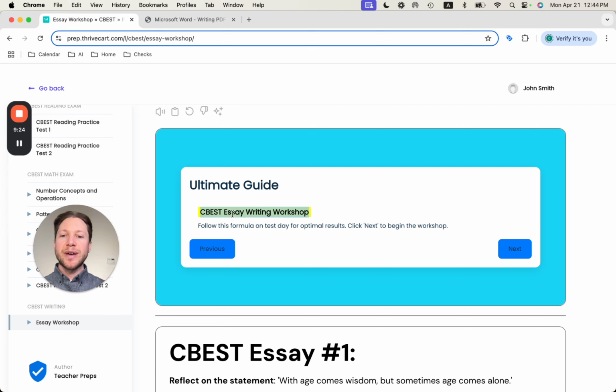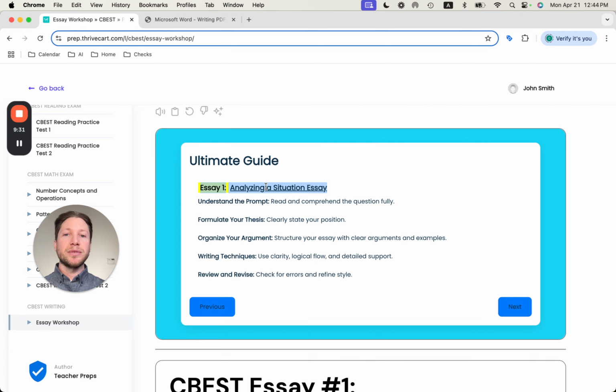So we have this CBEST essay writing workshop, and what I want to do is give you the formula for a passing score. So let's click next, and this slide is all about essay number 1. Remember, you'll have a total of 2 different essays, and so if you're watching this, you might want to take a screenshot here or take your notes and write this down. Now remember that essay 1 is all about asking you whether you agree or disagree based upon a text passage or some situation that's presented to you. And what I highly recommend is to read and reread the prompt, because you can't answer something completely if you don't totally understand it yourself.